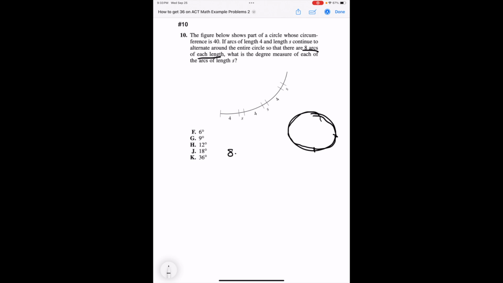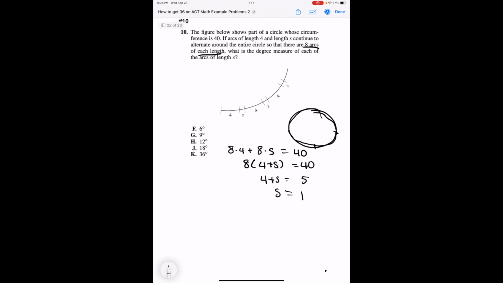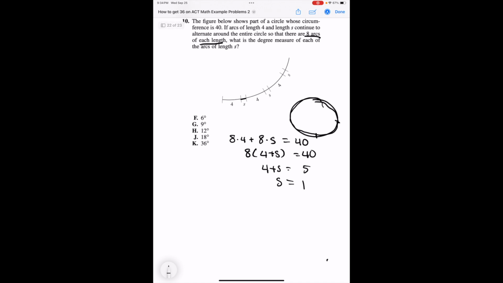So 8 times 4 plus 8 times s is equal to 40. Well, that is 8 times (4 plus s) is equal to 40. So 4 plus s is equal to 5. Then that means s is equal to 1. So the arc length right here is 1.